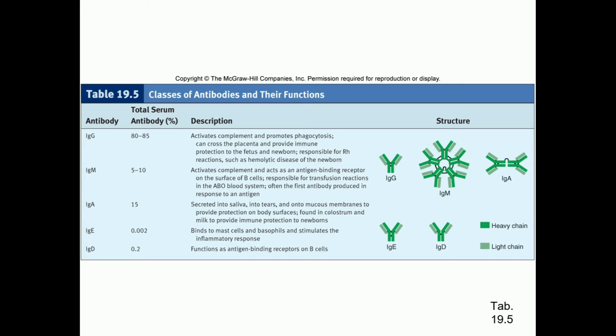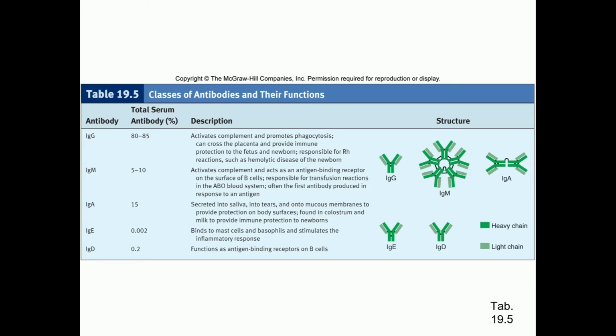IgM, 5 to 10%, activates complement and acts as an antigen binding receptor on the surface of B cells, responsible for transfusion reaction in the ABO blood system, often the first antibody produced in response to an antigen.